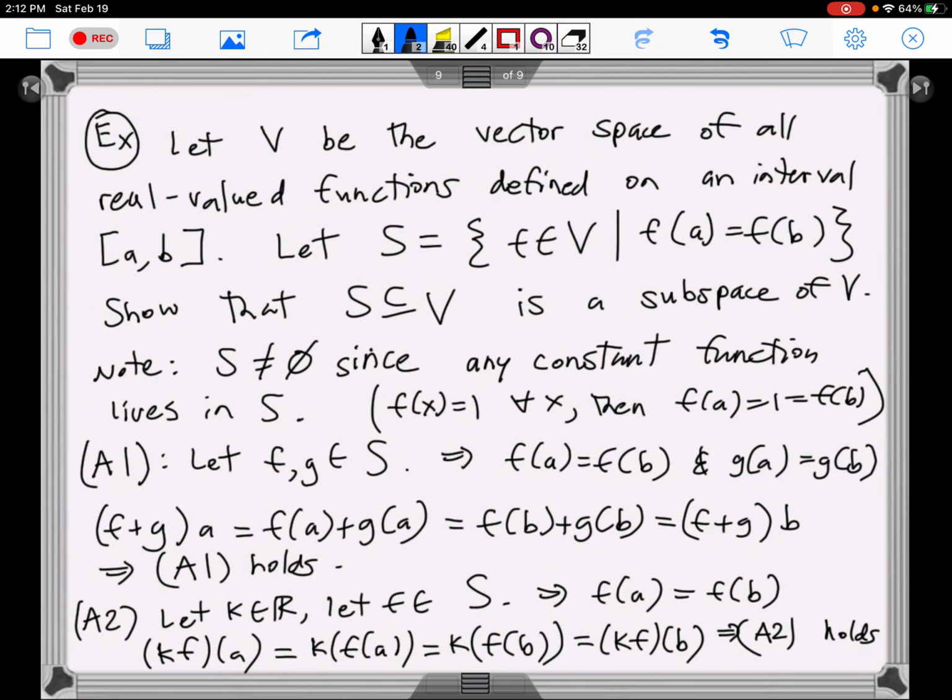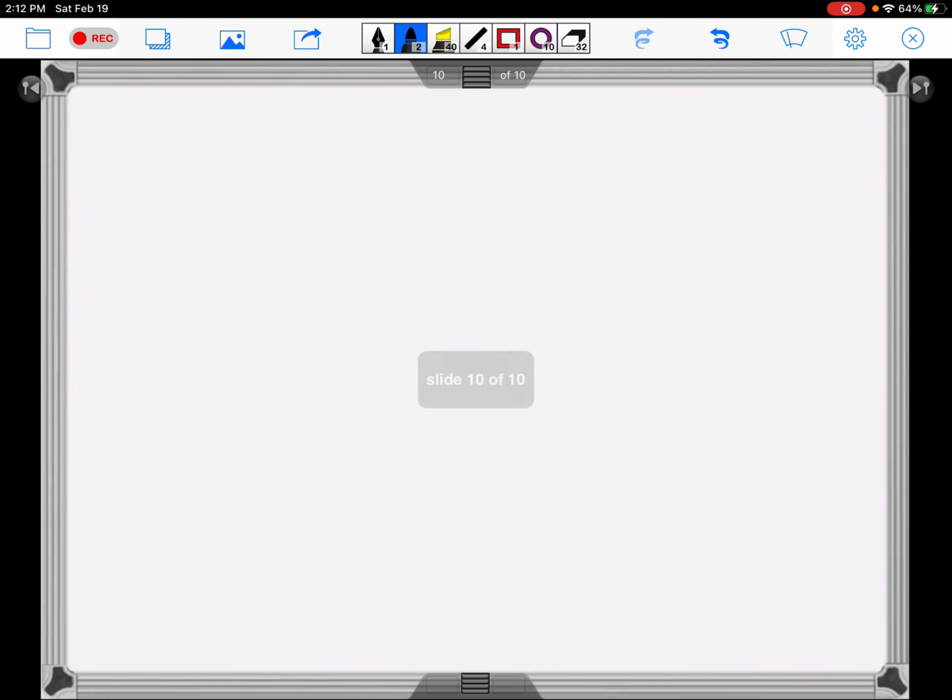Okay. And so this means that S is a subspace. Okay. There we go.